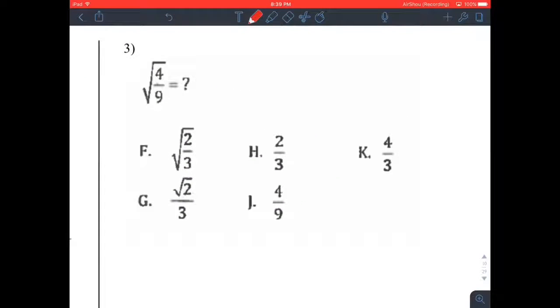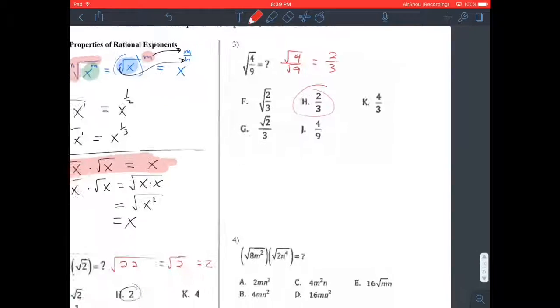Number 3, when you're square rooting a fraction, you square root the top and you square root the bottom. Square root of 4 is 2. Square root of 9 is 3. So the answer is 2 thirds. I didn't misspeak. I said thirds. You heard me.